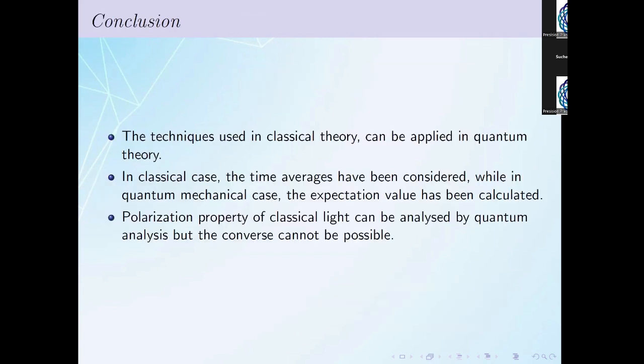The conclusion is that the techniques we generally use in classical optics can be applied in quantum theory. The difference is that in the classical case, the time averages are considered, and in the quantum mechanical case, the expectation values are considered. And the polarization property of classical light can be analyzed by quantum analysis, but the converse is not possible.